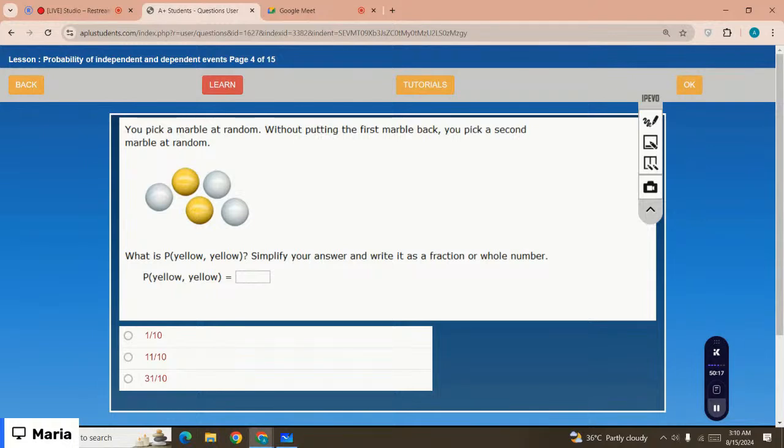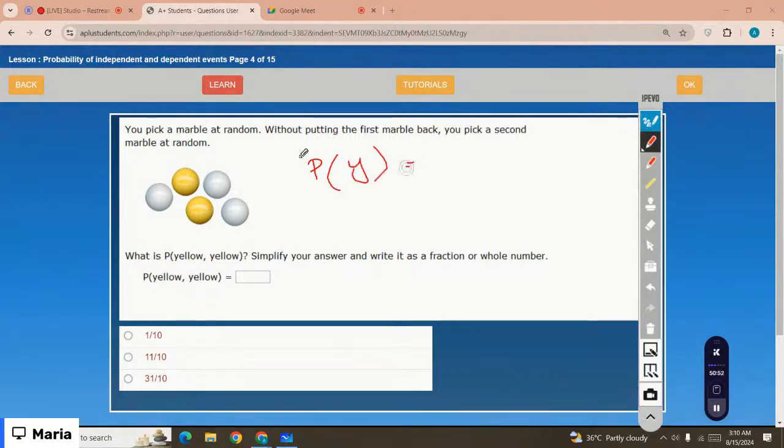You pick a marble at random. Without putting the first marble back, you pick the second marble at random. What is the probability of yellow and yellow? Okay, so without putting back means that the events are dependent. The probability of yellow is 2 out of 5.